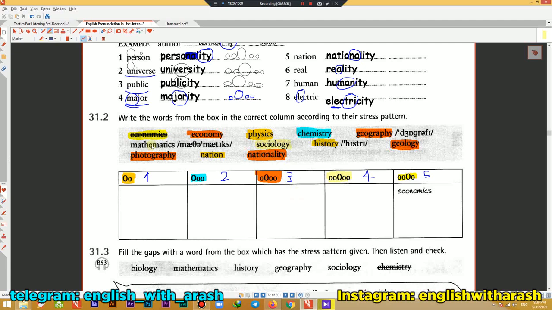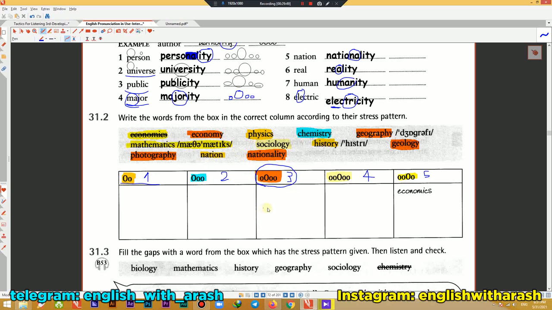So where is mathematics? Mathematics is also five. It's like economics, mathematics, da da da da. So yeah, that's all for the first category, two syllables: data, physics, then we have nation. Second category, we have three syllables, da-da-da, chemistry. This one is very common. A lot of the words are this.